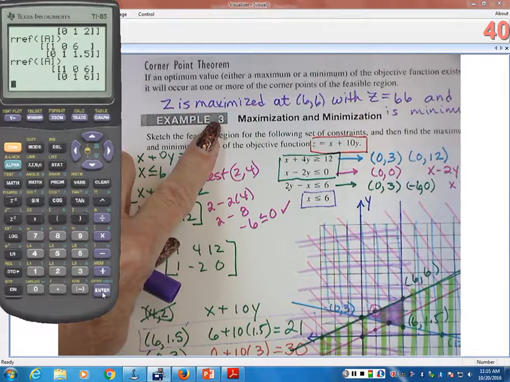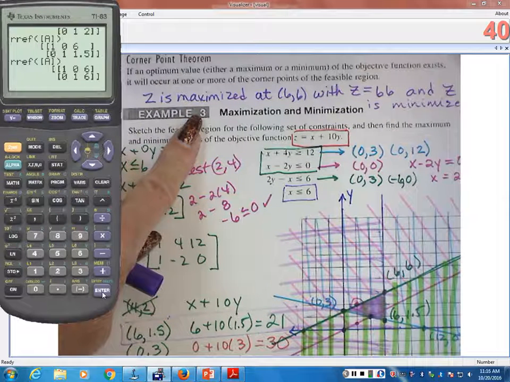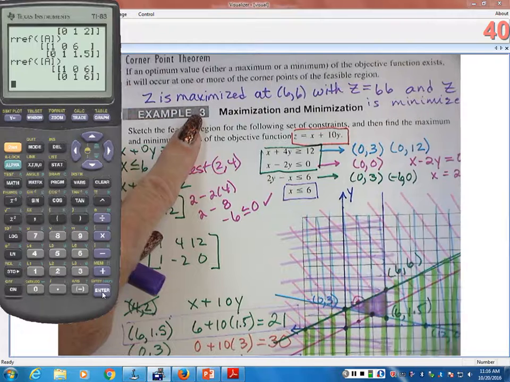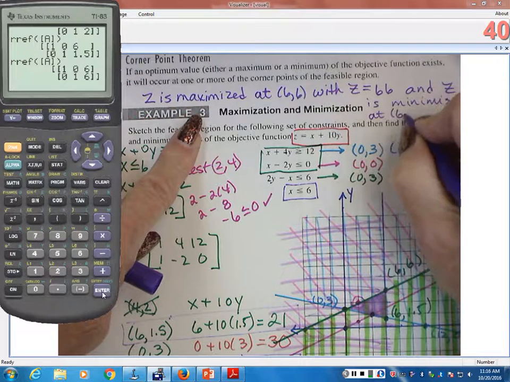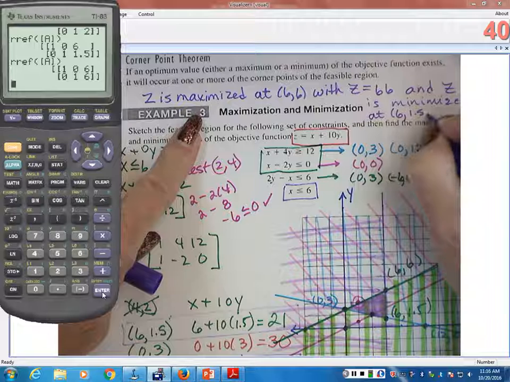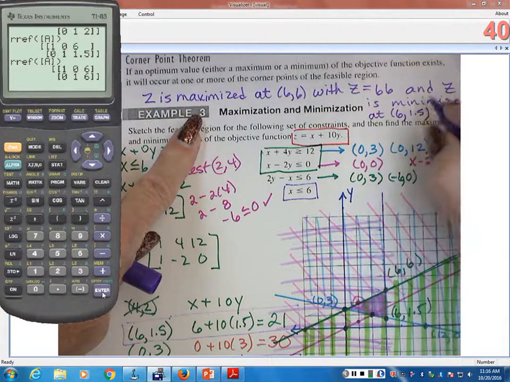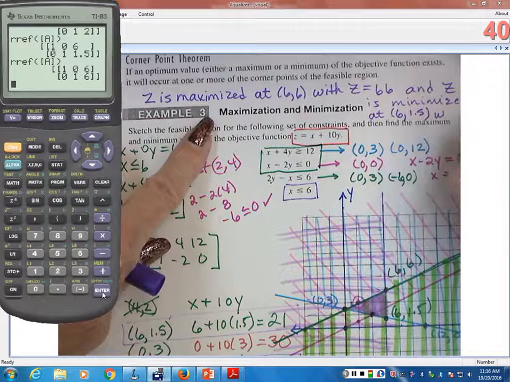So Z is maximized at (6, 6), and Z is equal to 66, and Z is minimized at (6, 1.5), with Z equal to 21.